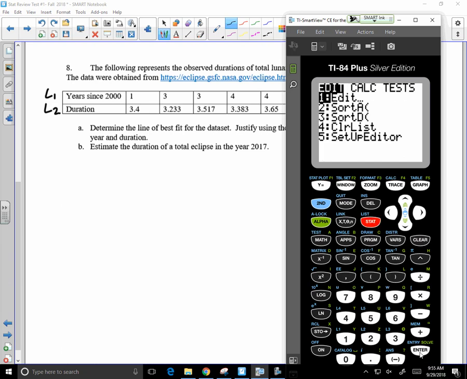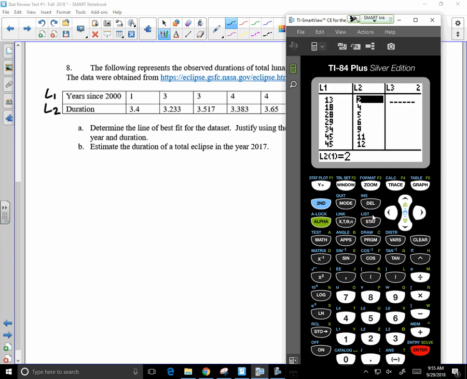Stat, edit. You need to clear out information in L1. Go up to L1, do not hit delete, hit clear. And then just take a moment, take a breath, make sure you absolutely don't need these 31 data points for anything else. And then hit enter. And do the same thing with L2.